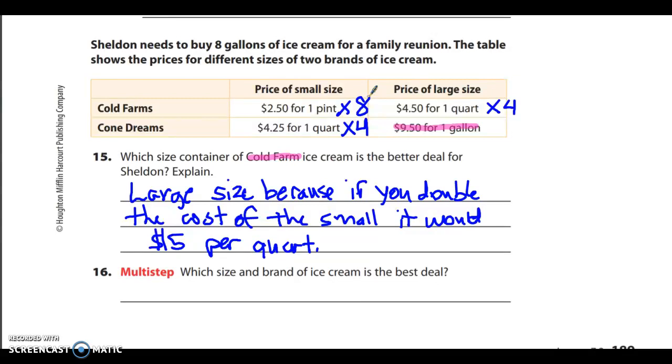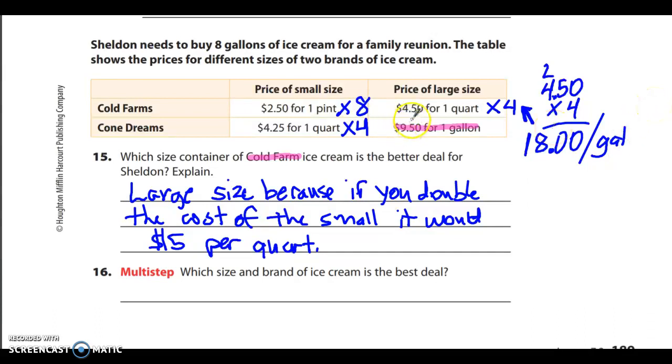If you multiply $4.50 times 4, you could do it mentally by doing $4.50 times 2 is $9, times 2 is 18, but I'm going to multiply it out and show you that it's 18. 4 times 0 is 0, 4 times 5 is 20, 4 times 2 is 16, plus 2 is 18. You can see that that's $18 because you move your decimal over 2 places. So this one is $18 per gallon. This one's $9.50 per gallon. That's a much better deal. I have 2 more to figure out though.